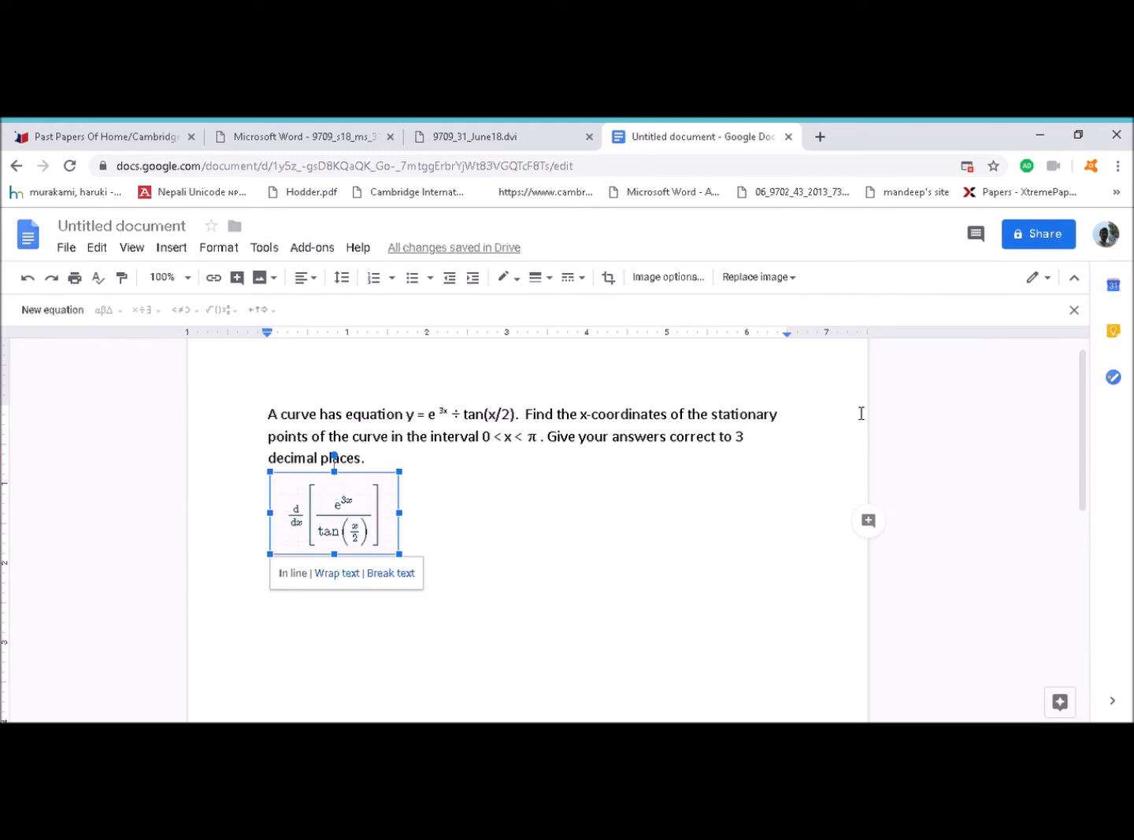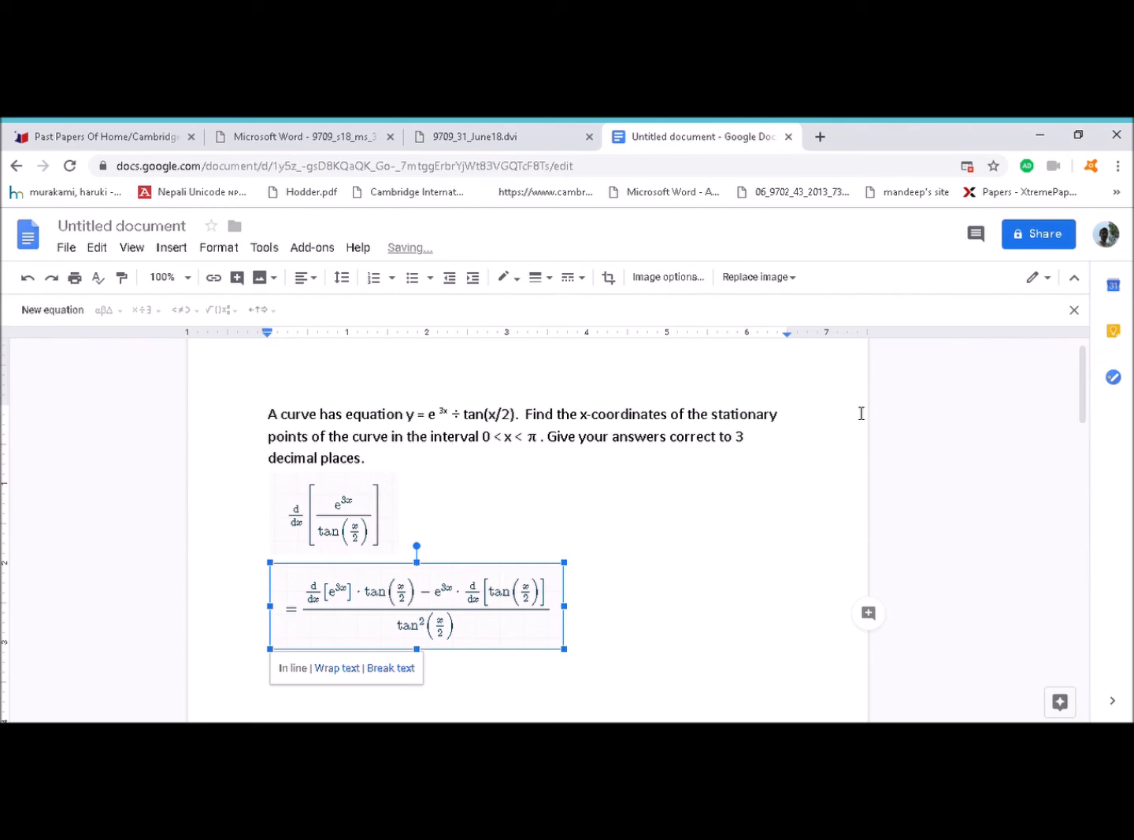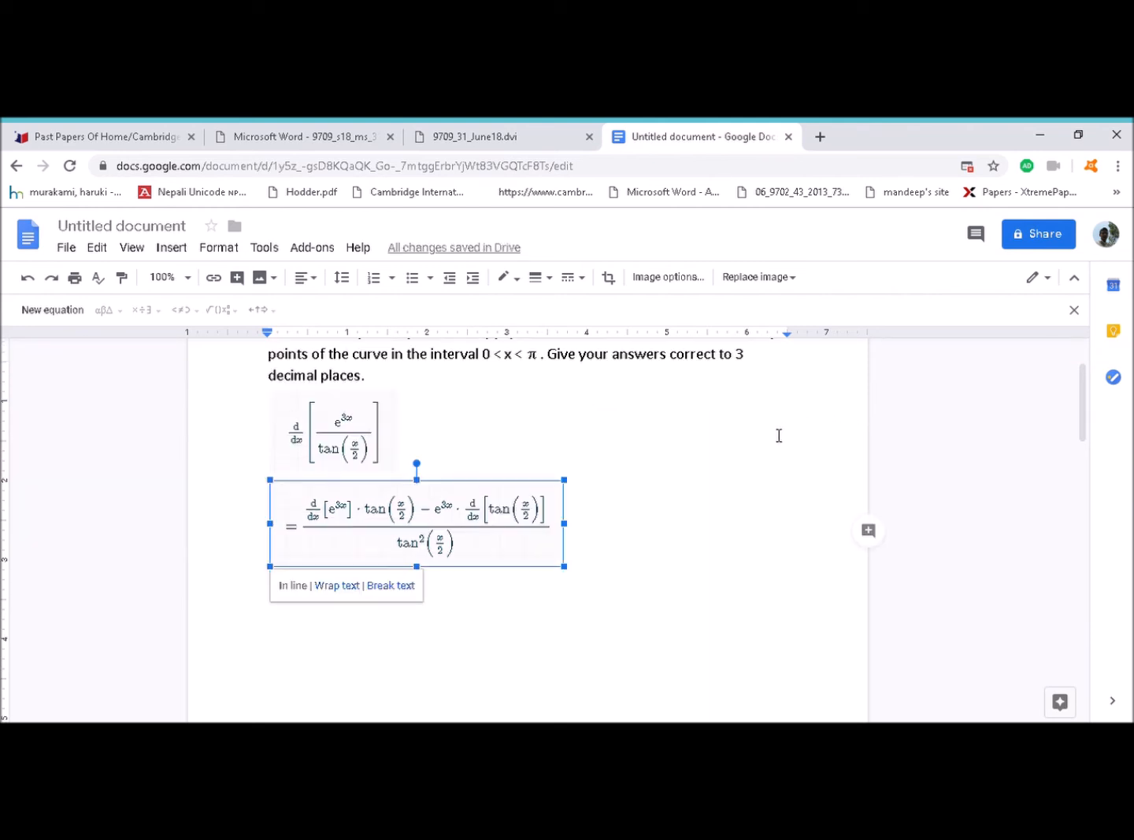So the derivative of e power 3x divided by tan x over 2, which will be d over dx, the derivative of e power 3x times tan x over 2. We keep the tan x over 2 as it is, we don't do anything to it, but we differentiate the e power 3x, minus e power 3x. Now we keep the e power 3x as it is, and we differentiate tan x over 2. So divided by g(x) squared, like it's in the formula, which will be tan x over 2. We square the tan x over 2, which will be tan square x over 2.